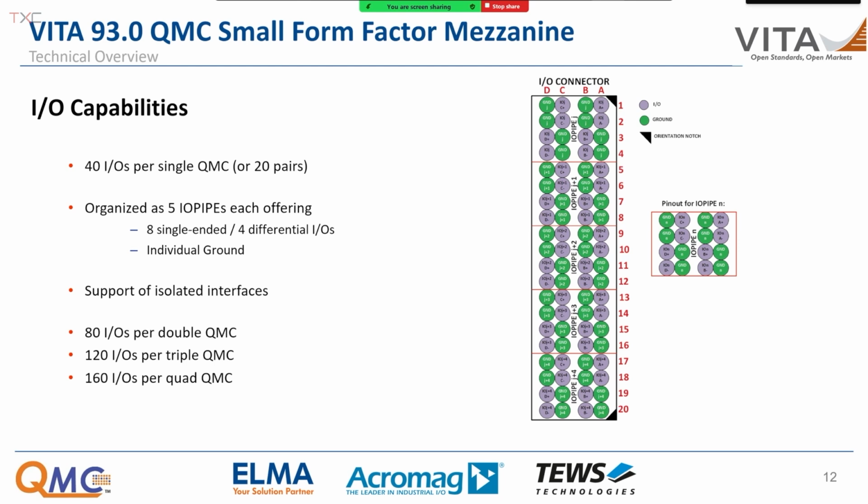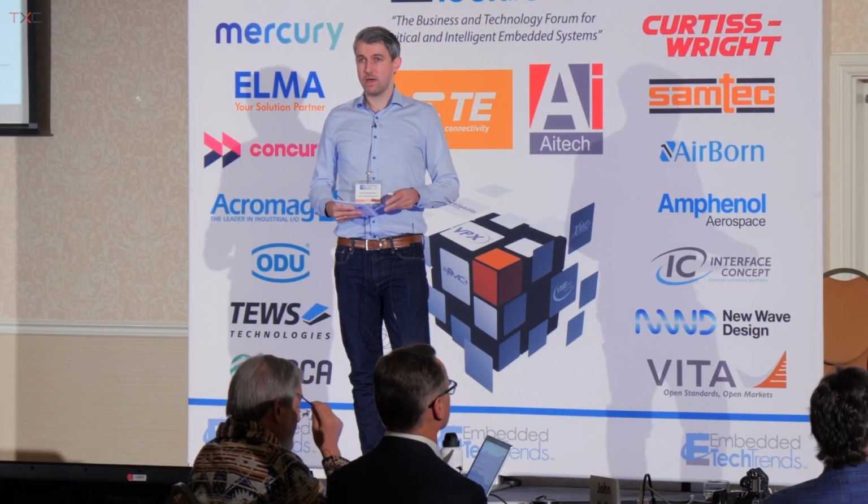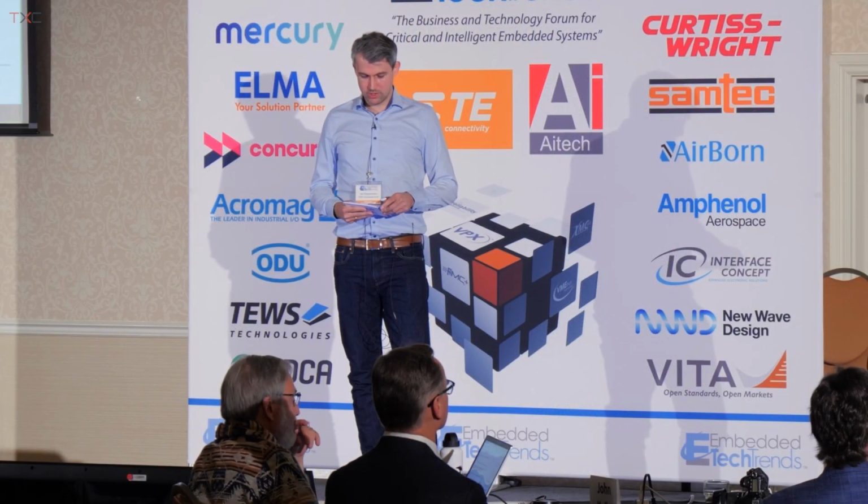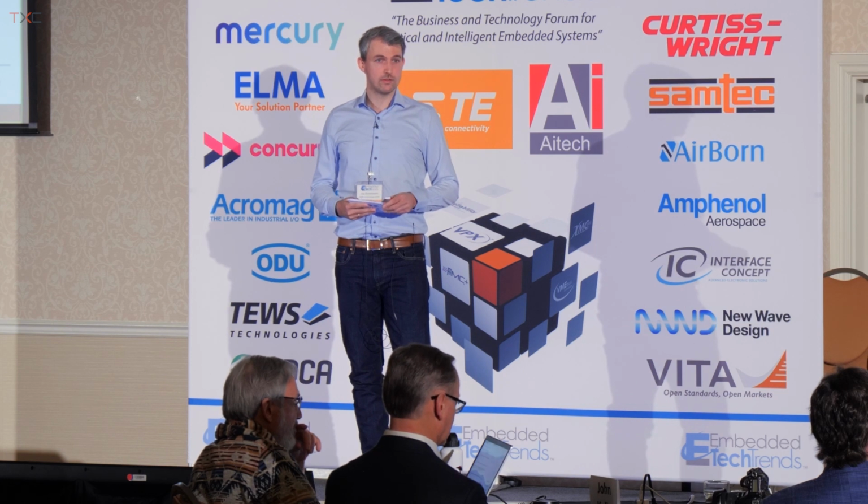of high-speed interfaces. Then the I/Os are grouped or organized in I/O pipes, 5 to be exact, as you can see here. This is an I/O pipe, and you have 5 of those on the connector. They provide structure during design and usage of the QMC. Each I/O pipe consists of 4 differential pairs and their individual grounds.